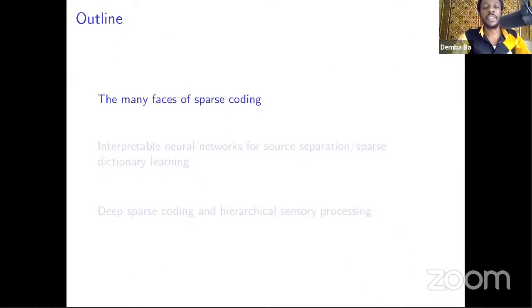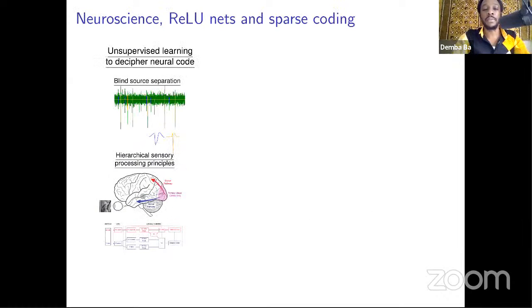So I have interests in two classes of problems. The first one is shown here on the left side. The second one will pop up soon on the right side, and I will try to convince you that these are very connected in an interesting fashion. The first class of problems are unsupervised learning problems in neuroscience to help decipher the neural code. Two examples of these are on the slide on the left side.